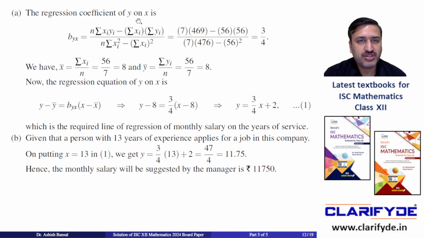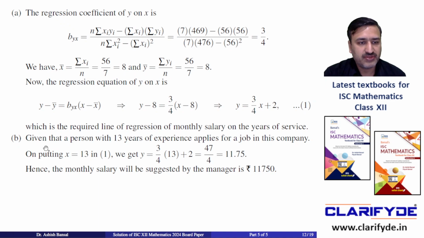The regression coefficient of y on x is b_yx, which is given by this formula, and we know these values: summation xi yi, summation xi, summation yi, summation xi square, and summation xi from the previous table. Substituting the values and simplifying, we get 3 by 4. Also, we can compute the mean value of x as 8 and mean value of y as also 8. So regression equation of y on x is of the form y minus y bar equal to b_yx times x minus x bar, which results in y equal to 3 by 4 x plus 2. So this is the required line of regression of monthly salary on the years of service.